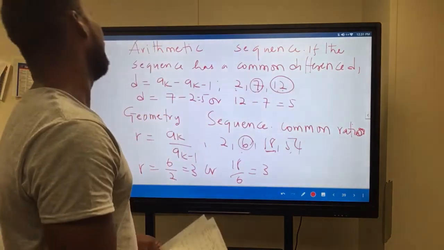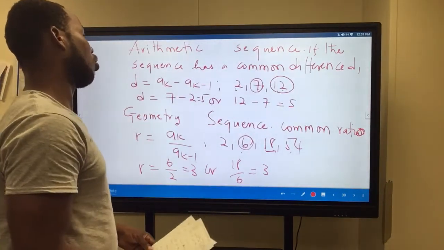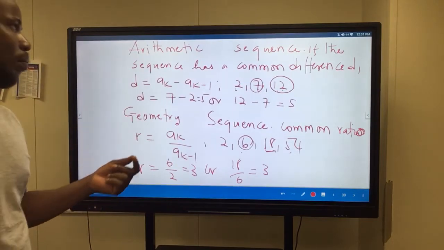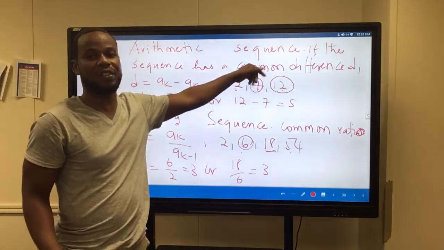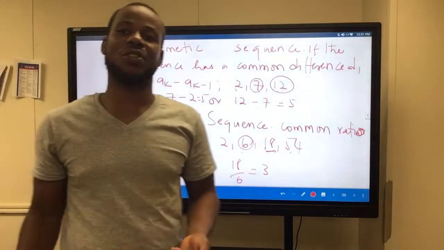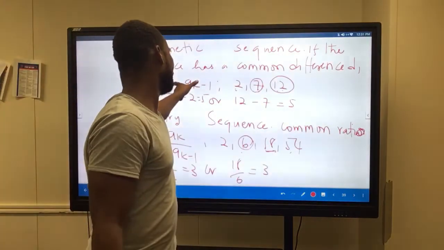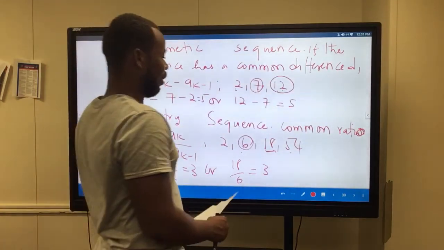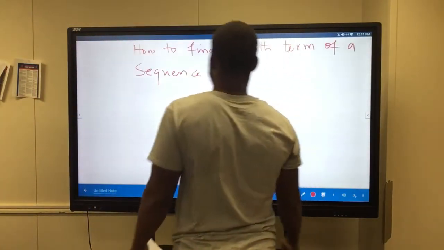So that's called a geometric sequence. It has a common ratio. And how do we call the other one? An arithmetic sequence has a common difference. So we have common ratios and common differences. One of them you are subtracting, the other one you are dividing. That's the only difference. For a common ratio, you divide.